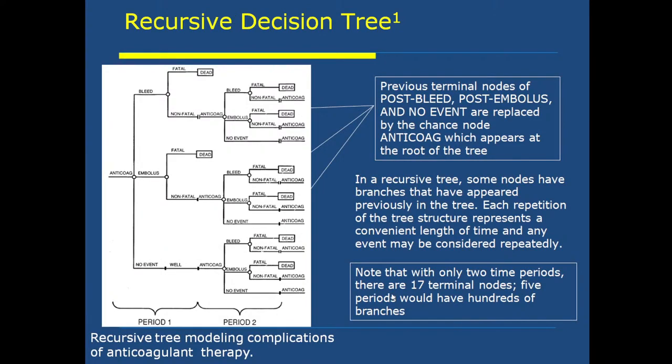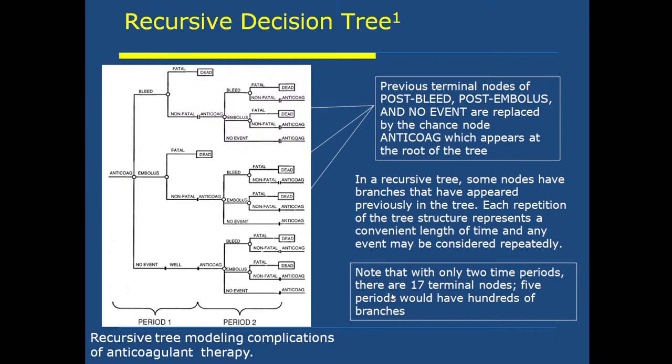At this slide, you see a recursive decision tree. This recursive tree models complications of anticoagulant therapy. The previous terminal nodes of post-bleed, post-embolus, and no event are replaced by the chance node anticoagulant, which appears at the root of the tree.